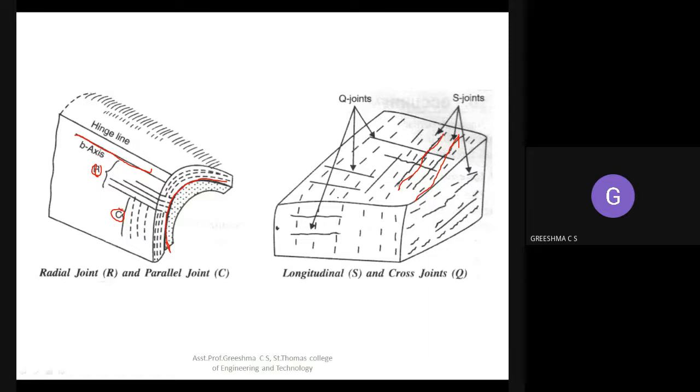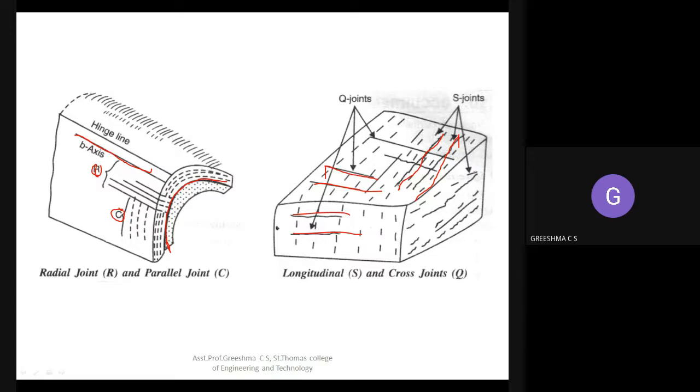See here, this is the joints. You can see the rock joints occurring along the transverse direction. That is called Q joints. So, mainly in igneous rocks and metamorphic rocks, we have two types of joints, that is Q joints and S joints.